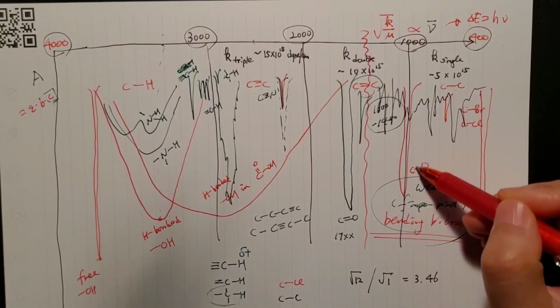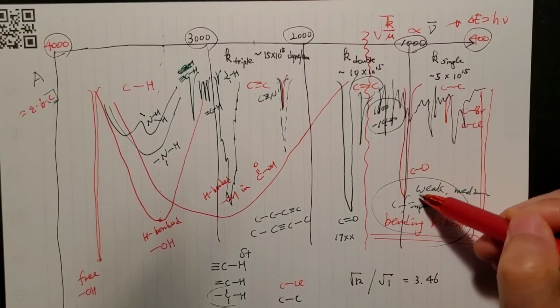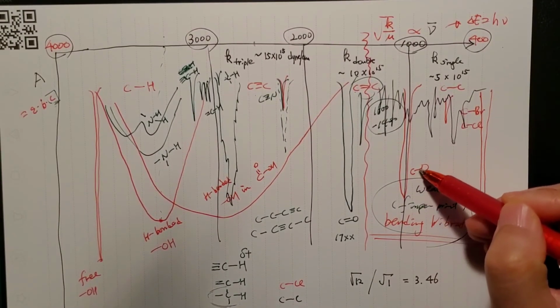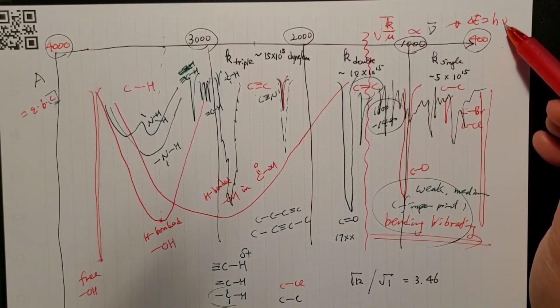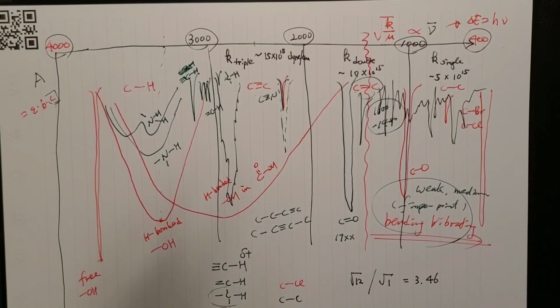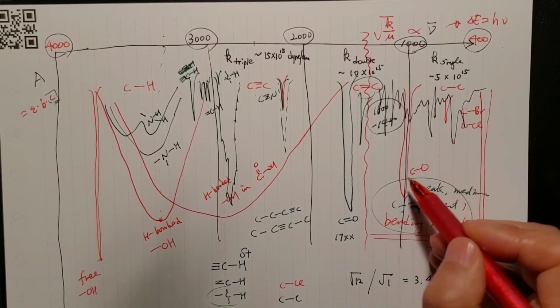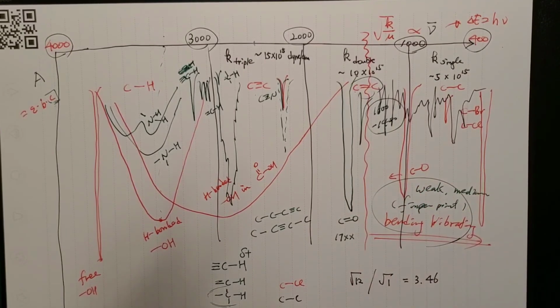Well, say you have a resonance here, right? Due to the double bond, for example, you can have more than a single bond. That means the K value increases. That means the frequency increases. That means the energy gap for excitation increases. So you expect this one to shift this way.